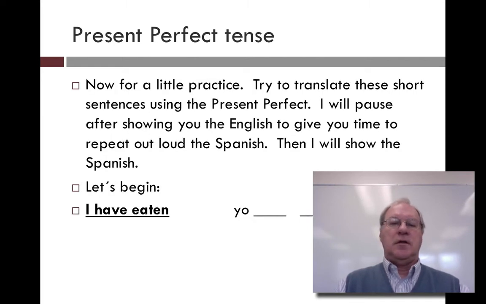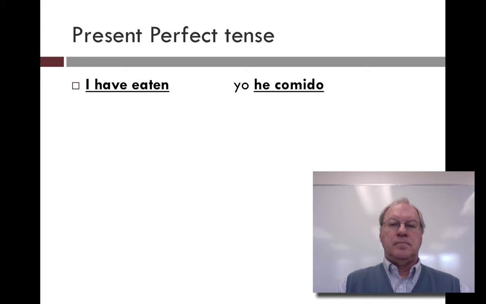Now for a little practice. Try to translate these short sentences using the present perfect, and I will pause after showing you the English to give you time to repeat out loud in Spanish. And then I'll show you the correct answer in Spanish. Let's begin. I have eaten. Yo he comido. Repeat. He comido.